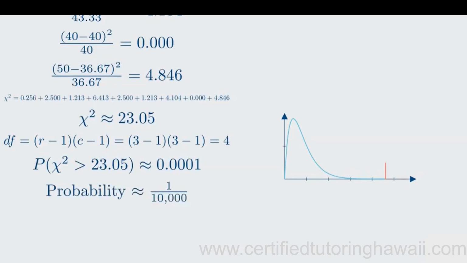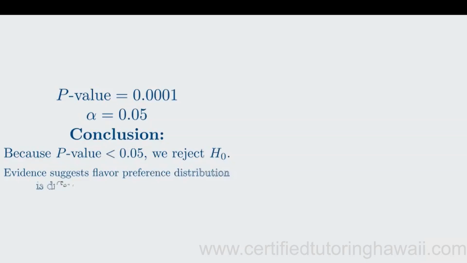It means that if the flavor preferences were actually the same across all regions, the chance of seeing a sample difference this large is about 1 in 10,000. With a p-value of 0.0001, we are ready to make our final conclusion. Because the p-value is less than 0.05, we reject the null hypothesis. There is very strong evidence that the distribution of potato chip flavor preferences is different for at least one of the 3 regions. Just as before, we should perform a follow-up analysis to see which groups deviated the most.